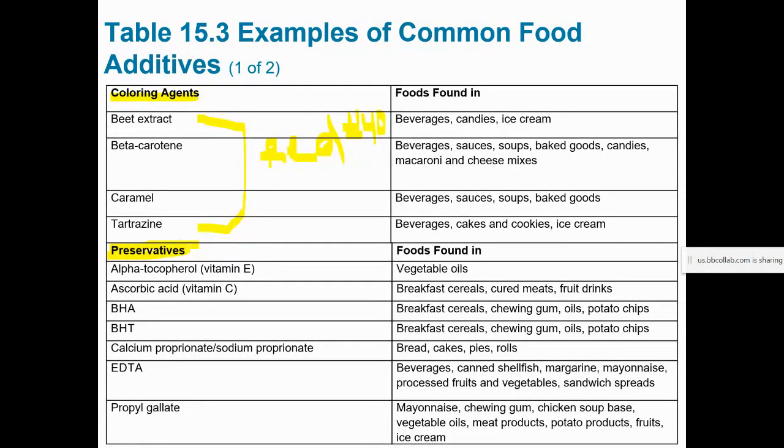Different preservatives, so things to keep the food from spoiling. Again, alpha tocopherol is vitamin E, ascorbic acid is vitamin C, so sometimes you'll see it written as alpha tocopherol or ascorbic acid in the ingredients list. EDTA is a kind of controversial one. Calcium propionate and sodium propionate, those are pretty common too, relatively benign.